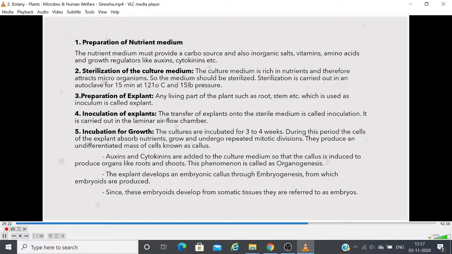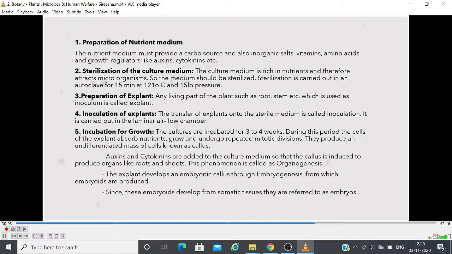And the third step, the next step is the preparation of explant. Now we have kept the nutrient medium ready, and in this medium we should make some cells grow. To collect the cells, what will we do? That is the preparation of explant. Any living part of the plant, such as roots, stems, etc., which is used as inoculum, is called explant. That is what you want to take from the plant, maybe from the root, maybe from the stem, or the cells we want to take from the plant.